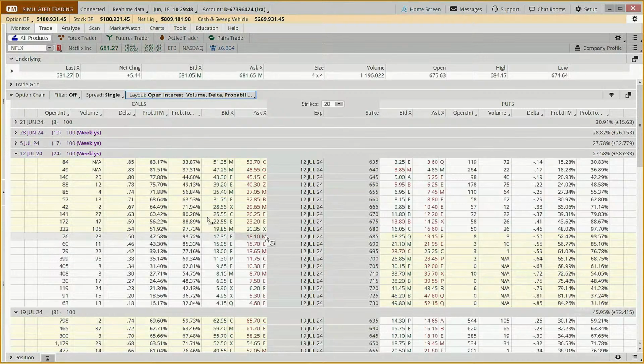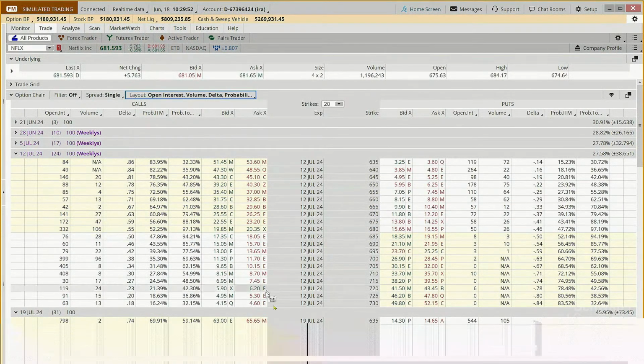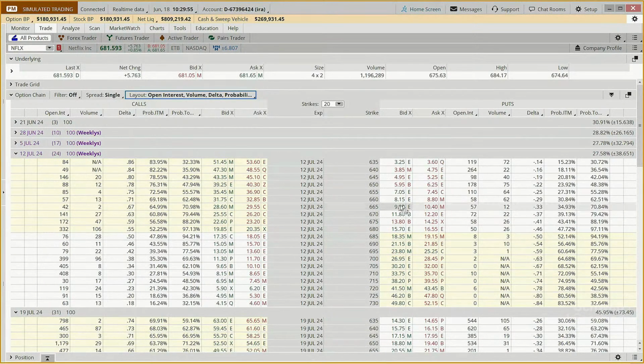Okay, and somebody's saying, would you not rather come out to the monthlies? Well, let's look at this, and then we can do that. So let's look at 650.